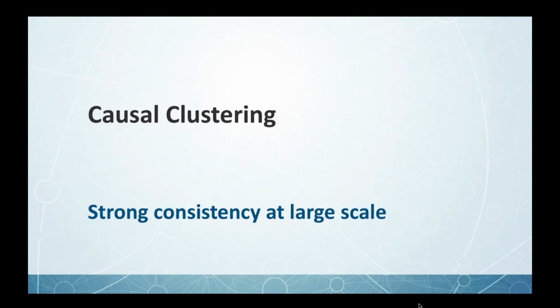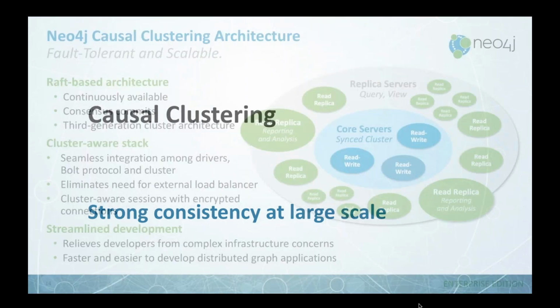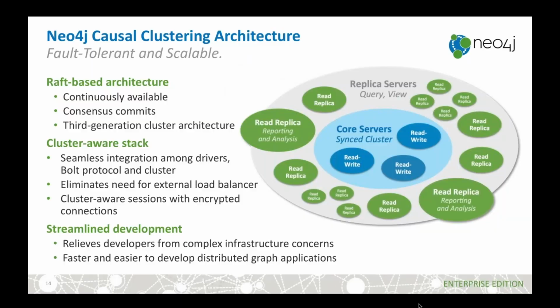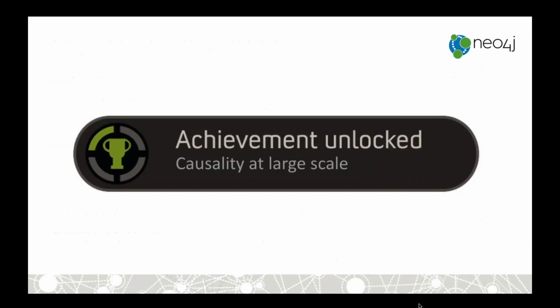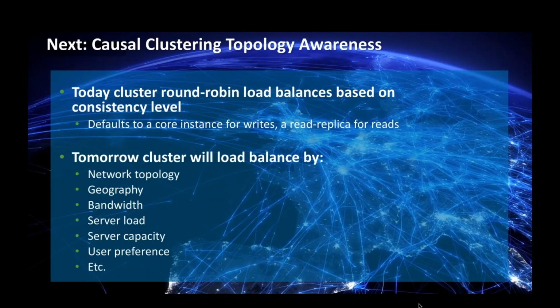So my colleague Alistair discussed causal clustering at some length, and I think you know where we're going with that. Causal clustering provides large scale, but with a strong consistency guarantee that you will always see your own writes. You will never be left wondering, did my write propagate yet? So that's an achievement unlocked, as far as I'm concerned. We've got causality at large scale. But we're not stopping there, right? My job isn't to just declare victory at the first interesting state. Today we have causal clustering, in fact, literally today, but we're going to do more things there.